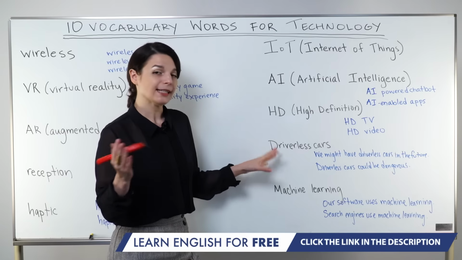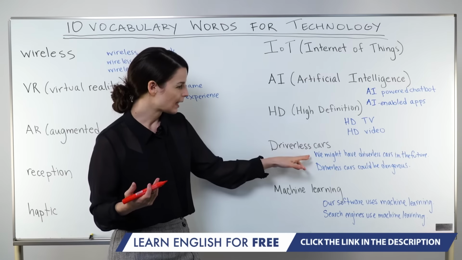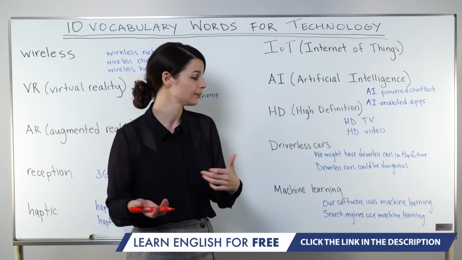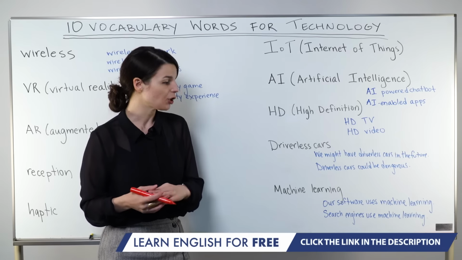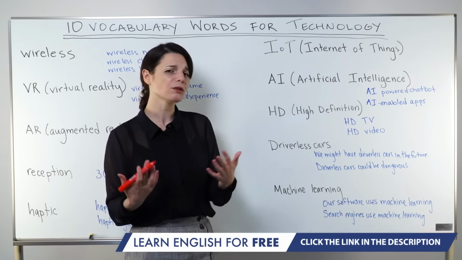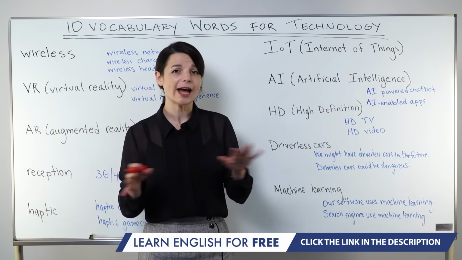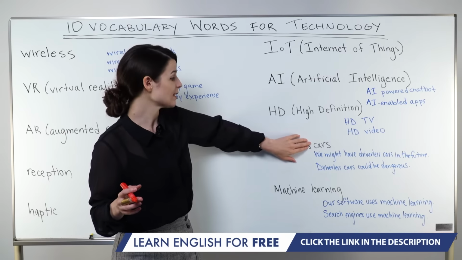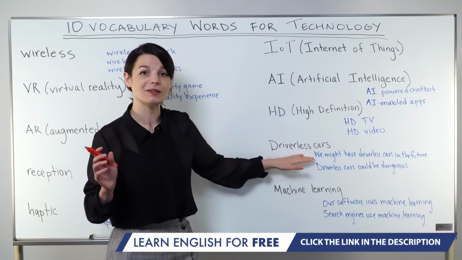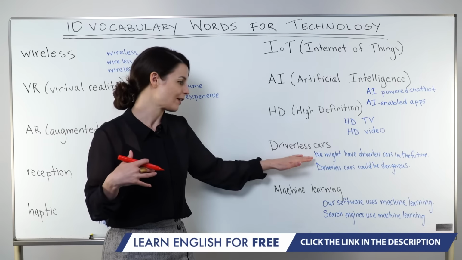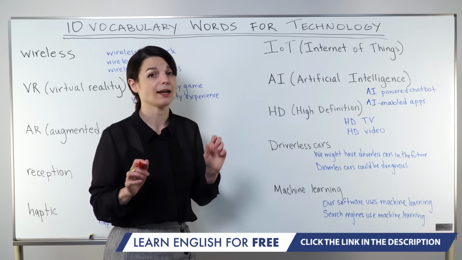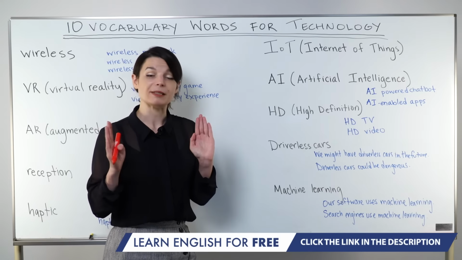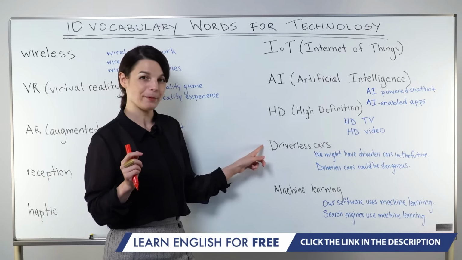So in sentences, you might see something like this. We might have driverless cars in the future, or driverless cars could be dangerous. So we use driverless cars exactly the same way as we use the word cars. We're just adding this word to make it specific. What type of car? Driverless car. We can use it in exactly the same way we use the word car. We're just making a specific statement about this type.